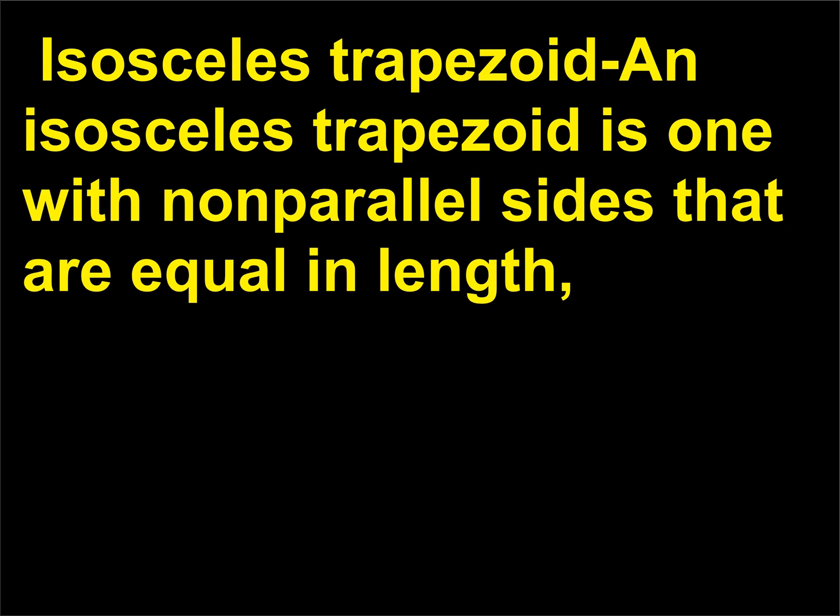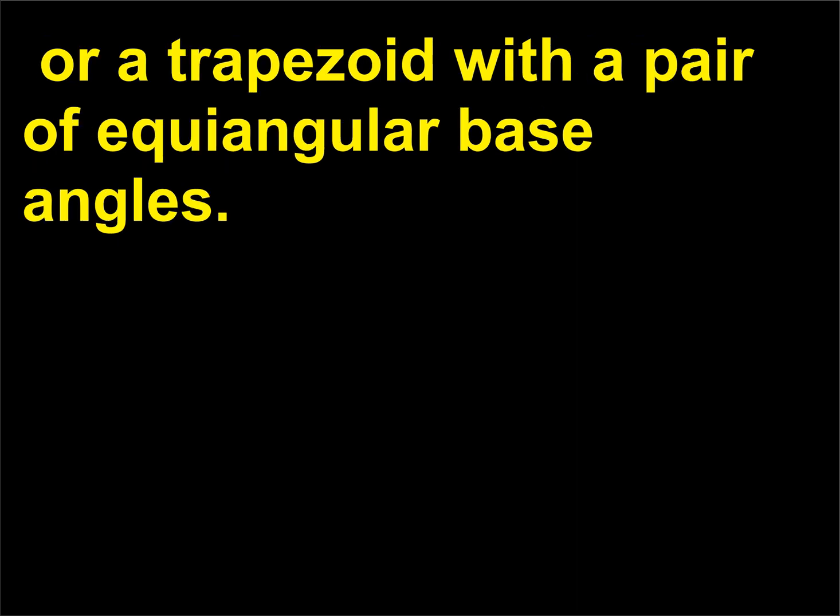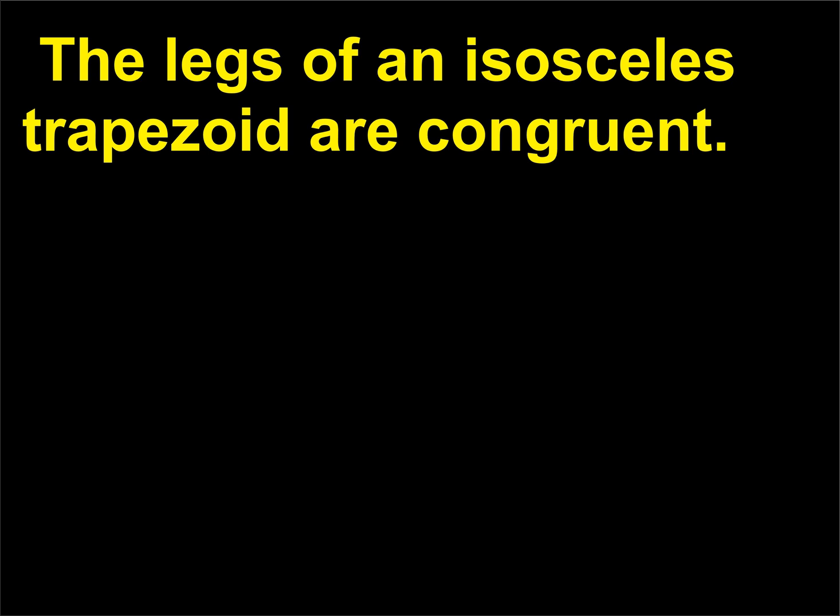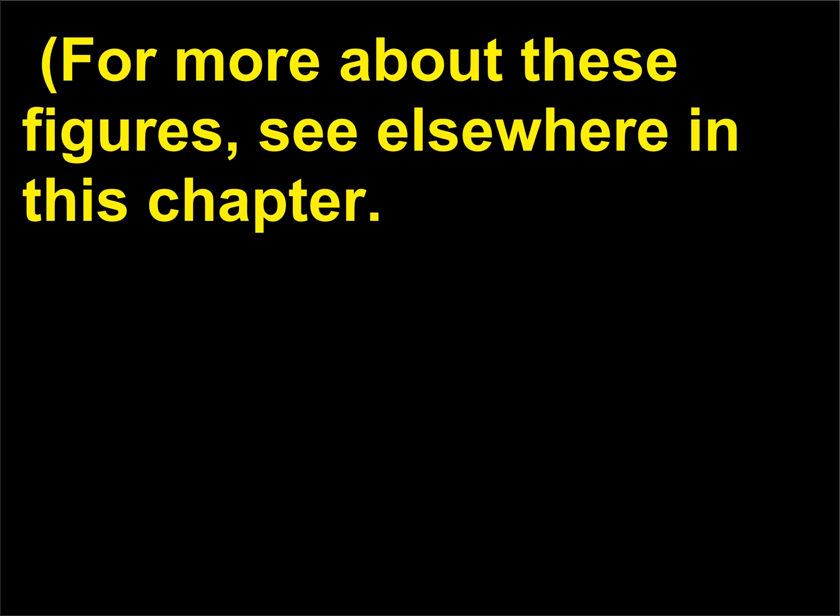Isosceles trapezoid. An isosceles trapezoid is one with non-parallel sides that are equal in length, or a trapezoid with a pair of equiangular base angles. The legs of an isosceles trapezoid are congruent. For more about these figures, see elsewhere in this chapter.